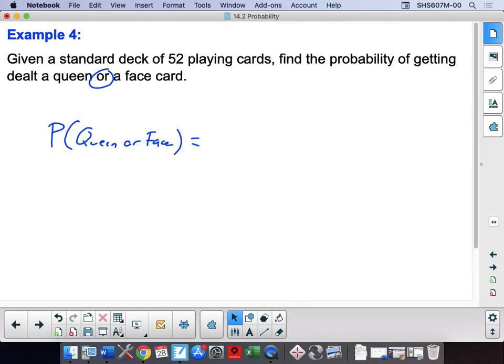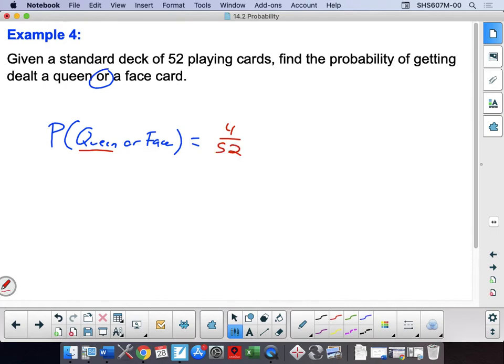How many queens are in my deck? There are 4 queens in the deck, so there's gonna be 4 out of 52, which is the same thing as 1 out of 13. We can reduce now. Or means we're gonna add. What's the probability of getting a face card? 12 over 52. And again, why is it 12? Because you have three face cards per suit.